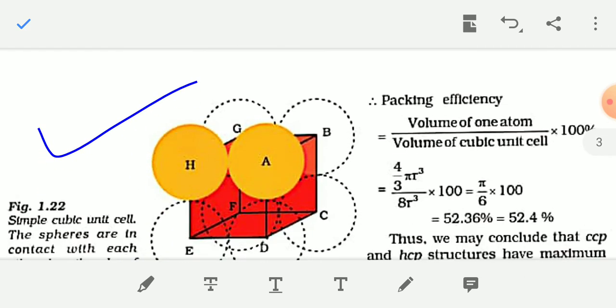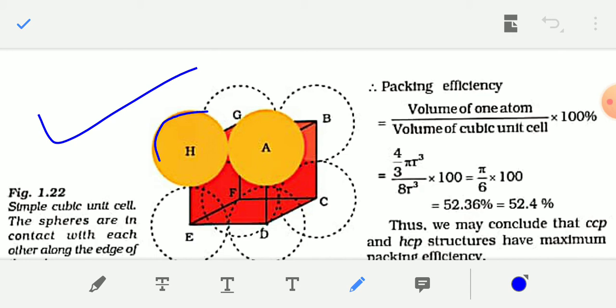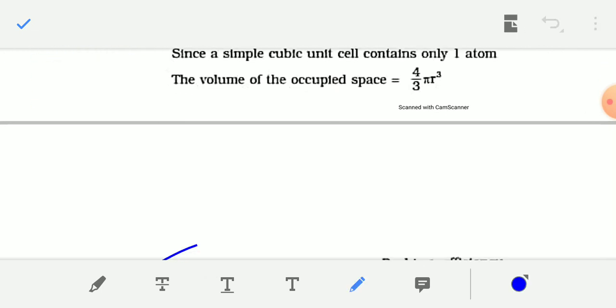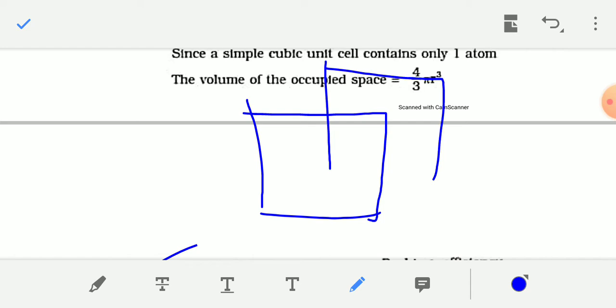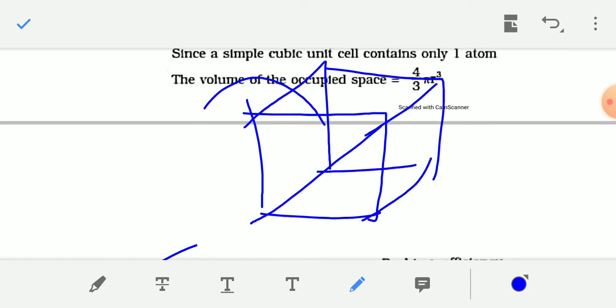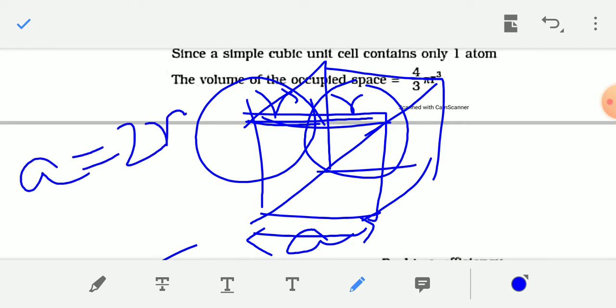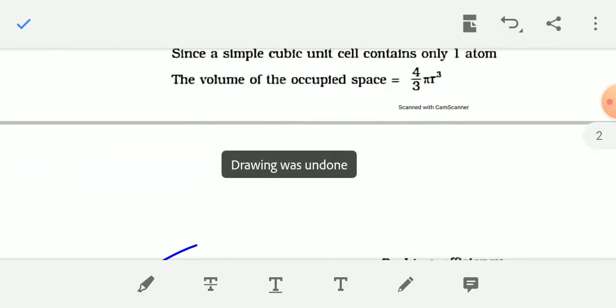And see that in a simple cubic unit cell the particles are attached along the edge length of the unit cell. Suppose this is a simple cubic unit cell, and particles are attached along the edge of the unit cell. So if the edge length of the unit cell is a, and the radius of each particle is r, then you can conclude that in case of a simple cubic unit cell, a is equal to 2r, that is r plus r.